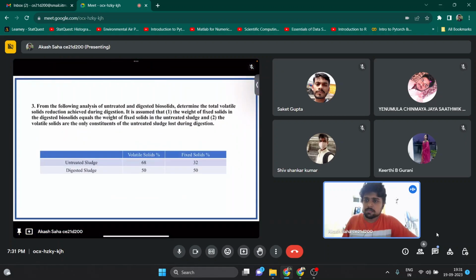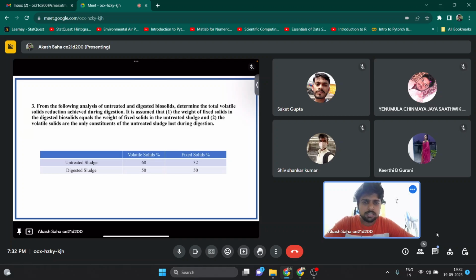So this is the question. From the following analysis of untreated and digested biosolids, determine the total volatile solids reduction achieved during the digestion. So we have some untreated solids which are going through digestion, and then we are getting the digested biosolids. The volatile and the fixed solid percentages are given for both types of sludge, that is the untreated sludge and the digested sludge. So we have to find out what is the total volatile solids reduction in this case.